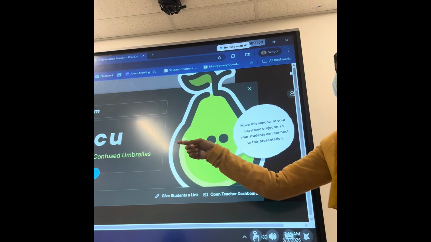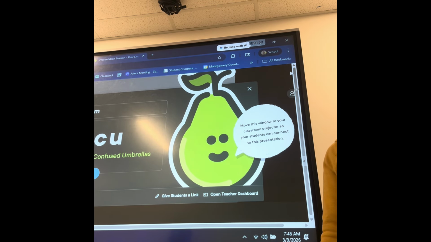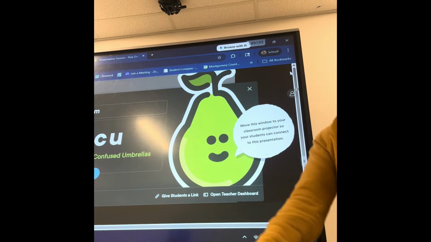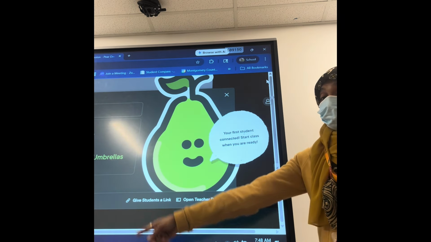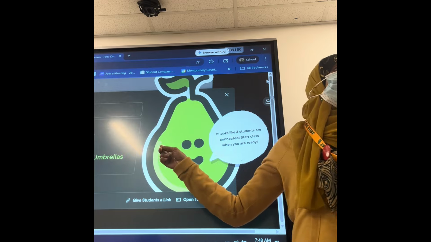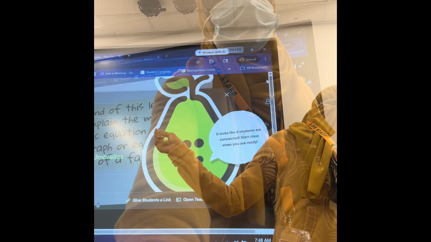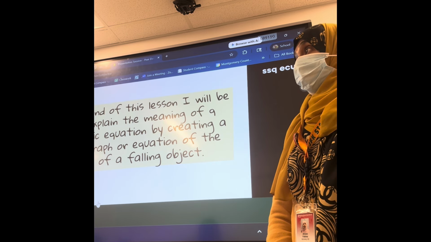This is the code. Join PD SSQECU. That's the code. It's right here. So everybody got the code? You can enter. Equation of the height of a falling object.